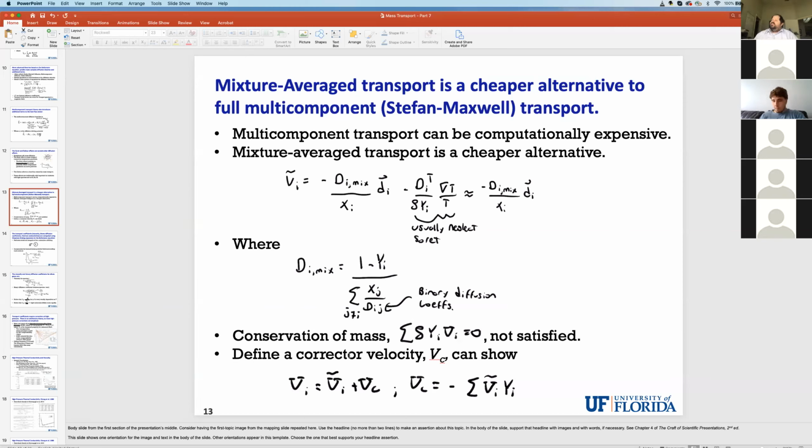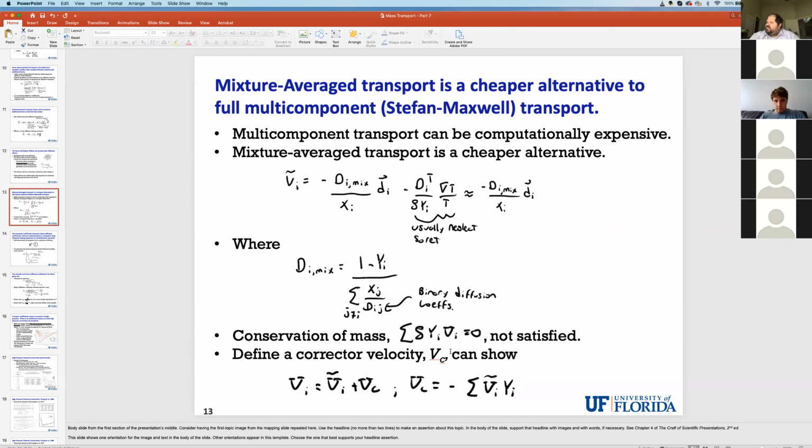Now, one problem that you need to consider if you use mixture average diffusion coefficients is conservation of mass: the sum of rho Y_i V_i needs to be zero, because mass diffusion can induce zero bulk flow into the system. That means there is no net mass transferred by mass diffusion. That is, if I have a system boundary and I have hydrogen over here and oxygen over here, for every kilogram of hydrogen that moves over here, I have a kilogram of oxygen that moves in.